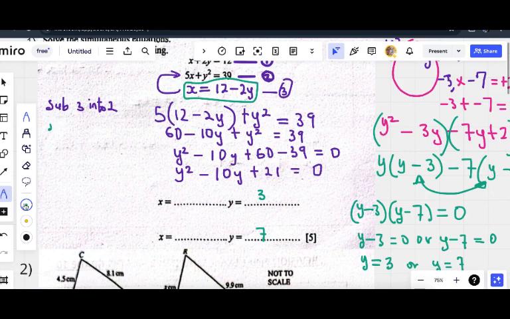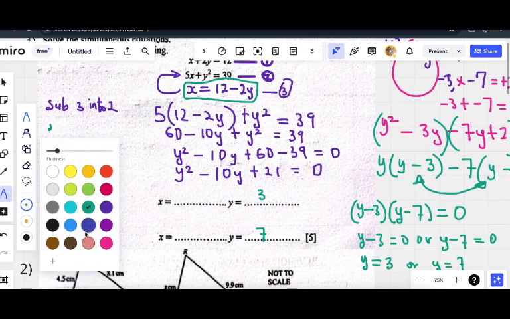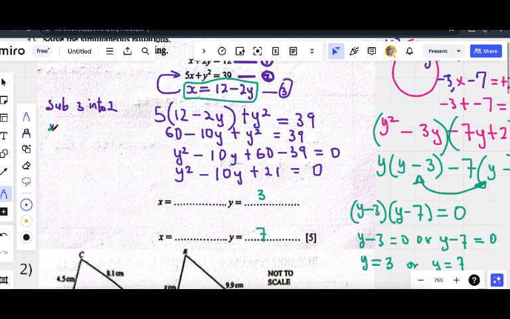Okay, let's use a different color to show that this is something different. We say x equal to 12 minus 2y, right? x equal to 12 minus 2y. So we're going to replace y. We got the two values of y. So the first case, to find my first x, you can call it x1 if you like.